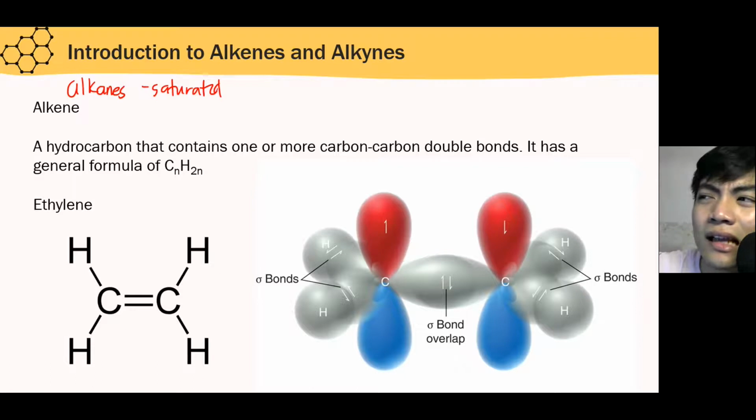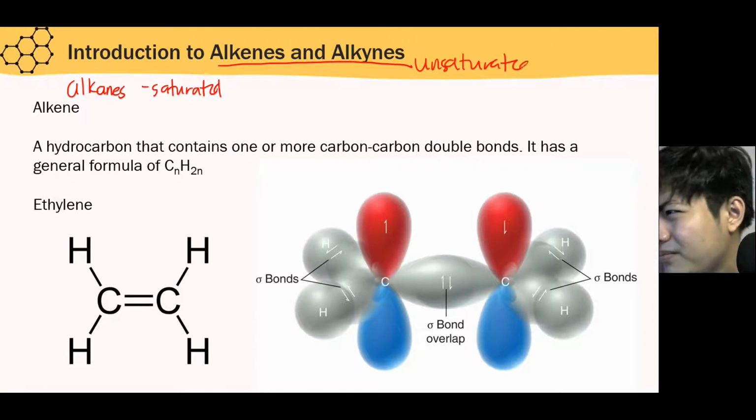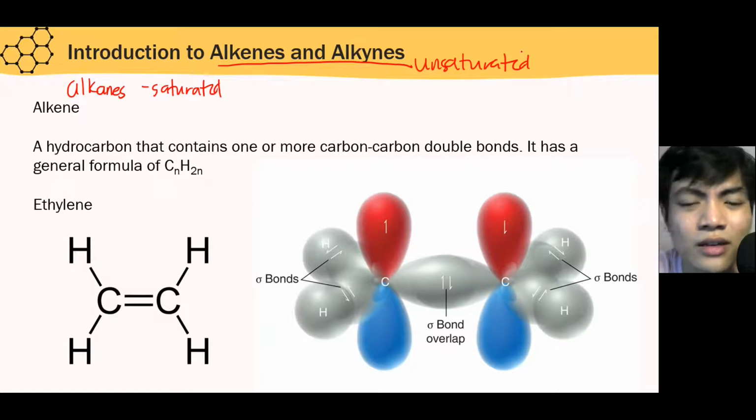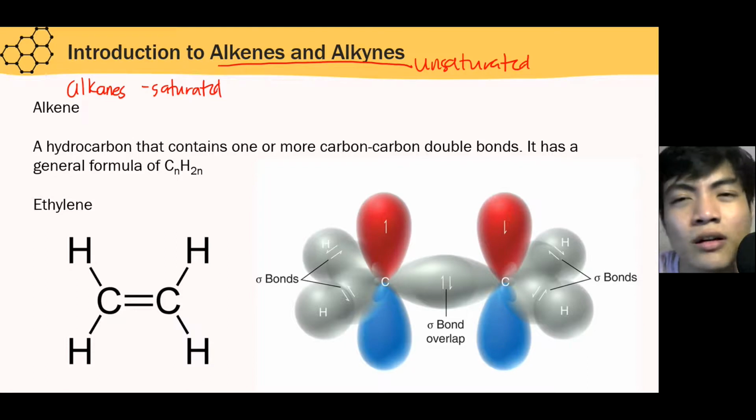However, for alkene and alkyne, we call them unsaturated hydrocarbons. So what does that mean? It means that there exists some double bond or triple bonds. Unlike alkanes, wherein all the bonds of carbon are connected to different atoms, for alkenes and alkynes there exists a double bond or a triple bond. Whenever you have a double bond or a triple bond, we call it an unsaturated hydrocarbon.